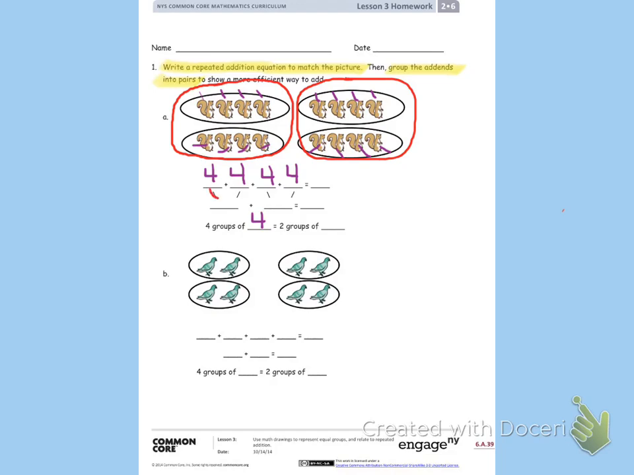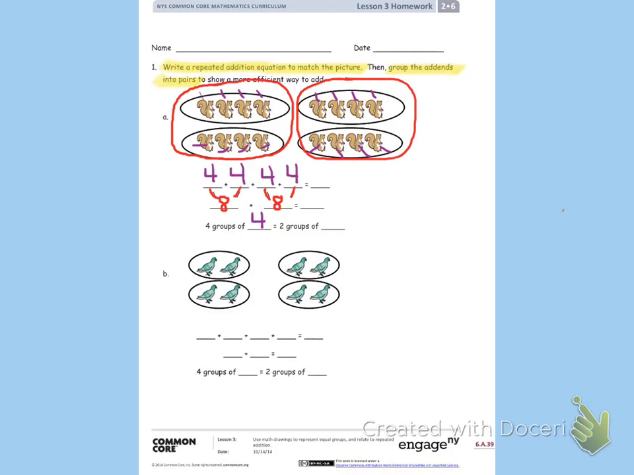So I had 4 squirrels and 4 squirrels. 4 squirrels and 4 squirrels makes 8 squirrels. In the second red group, I had 4 squirrels and 4 squirrels, which is another 8 squirrels. I've grouped them together in pairs, and look what I've come up with. I've come up with a doubles equation.